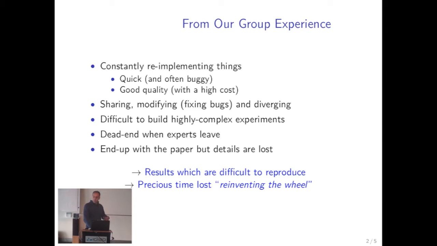So we ended up with papers and publications and everything, but the details on how we actually got to those results, or the code that explains the thresholds and all the details that are often hidden in the paper, would be lost. The results were very difficult to reproduce, and we lost a lot of time trying to reinvent the wheel. So the initial motivations were basically to develop and share good quality code with our research group.